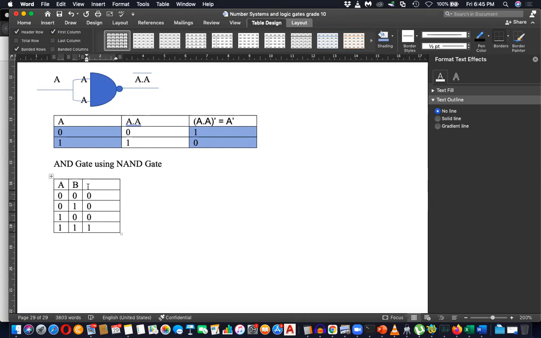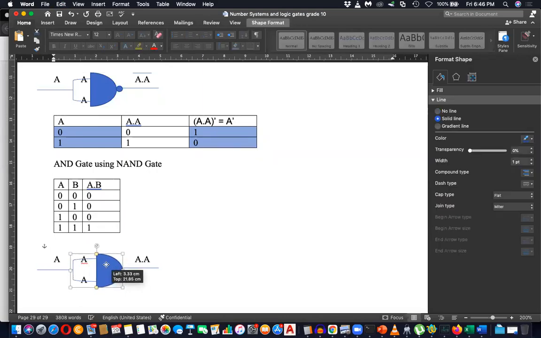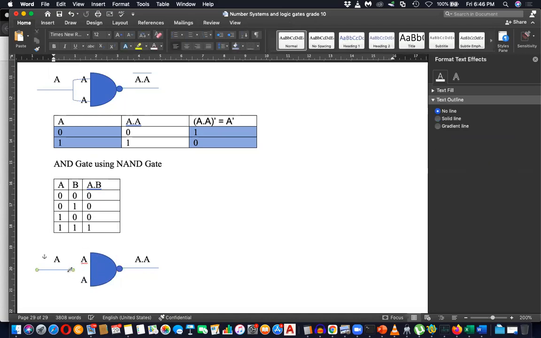So please create AND gate using NAND gate. Only use NAND gates, right? Nothing else. You can't remove parts of NAND gates. You can use this NAND gate. But this time you have two inputs. Therefore, you have to keep these two inputs without combining those. You have A and B both.